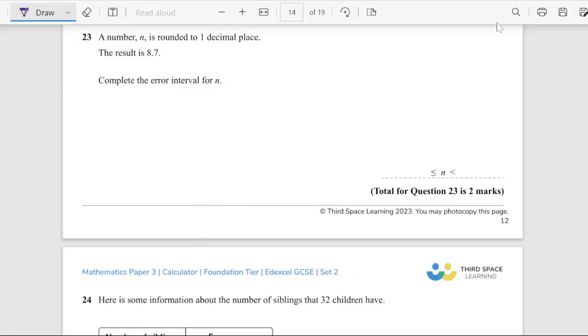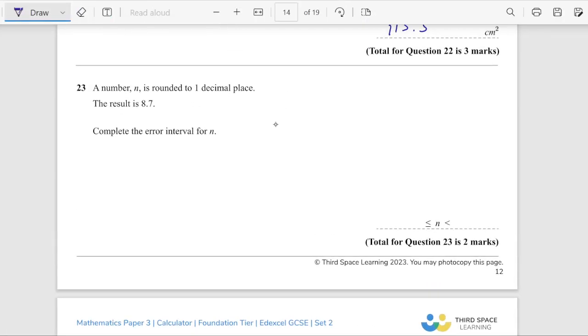Okay, question 23, we're back to an error interval. So number n is rounded to 1 decimal place. The result is 8.7, complete the error interval for n. So it's been rounded to 8.7 as opposed to 8.6 or 8.8. So the smallest possible number that would be rounded to 8.7, bearing in mind our actual inequality, is going to be 8.65, and the largest number is going to be 8.75. And I know technically we'd round that up, but that's where we bring this inequality symbol. So we're looking at 8.65 and 8.75.